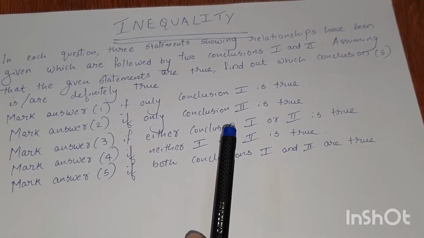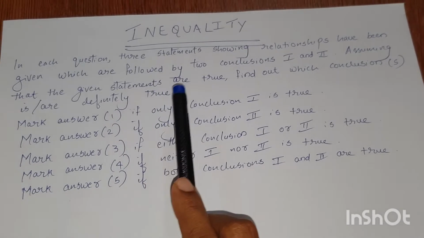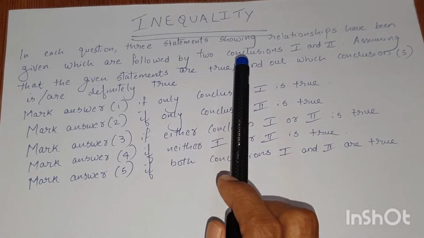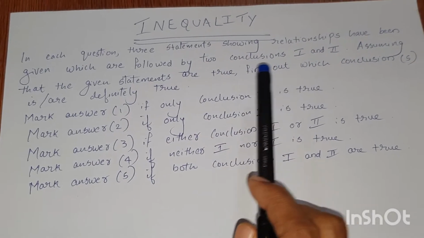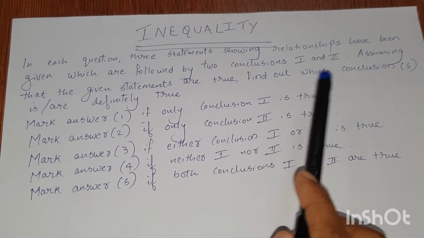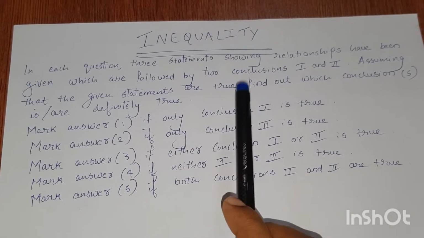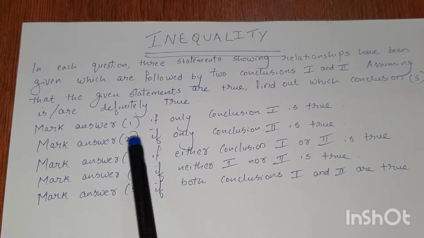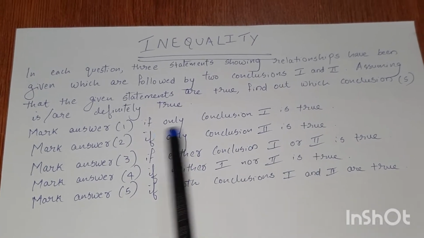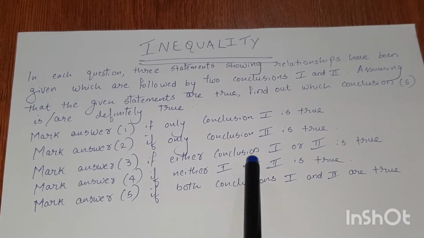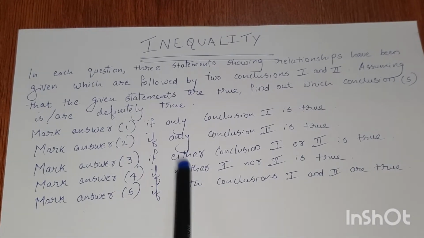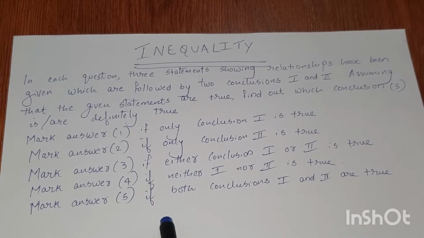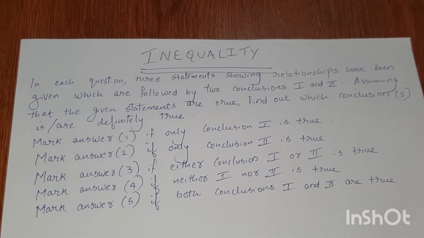In this topic, the question will be like this. In each question, three statements showing relationships have been given, which are followed by two conclusions, 1 and 2. Assuming that the given statements are true, find out which conclusions are definitely true. Mark answer 1 if only conclusion 1 is true. Mark 2 if only conclusion 2 is true. Mark answer 3 if either conclusion 1 or 2 is true. Mark answer 4 if neither 1 nor 2 is true. Mark answer 5 if both conclusions 1 and 2 are true.